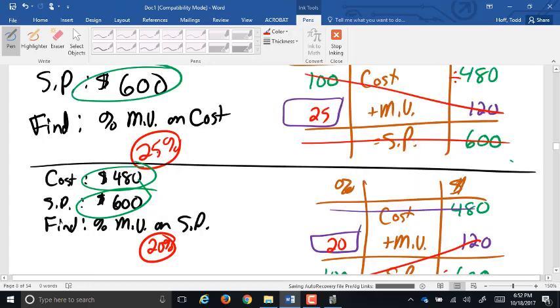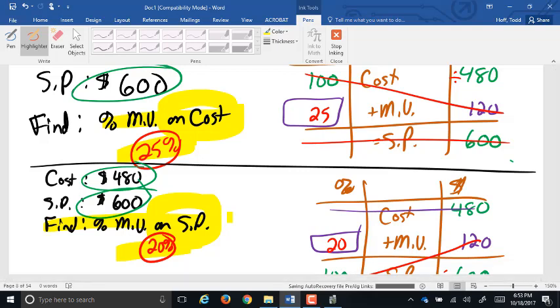Now you'll notice here the numbers were exactly the same between these two problems, but it came out to be a different percent. Because this one was percent on cost and this one is percent on selling price. First of all, will it be true that the percent on cost will always be larger than the percent on selling price?